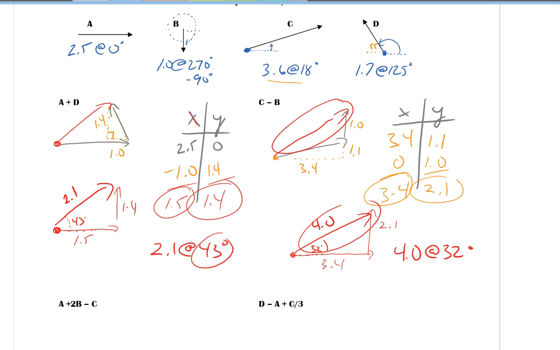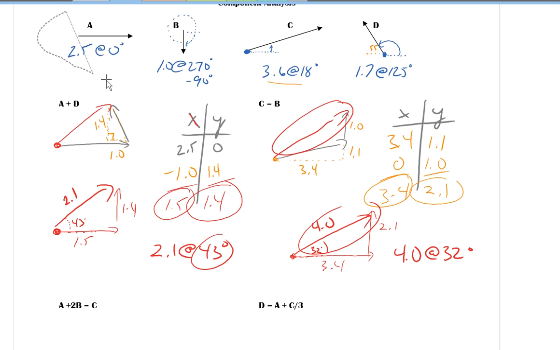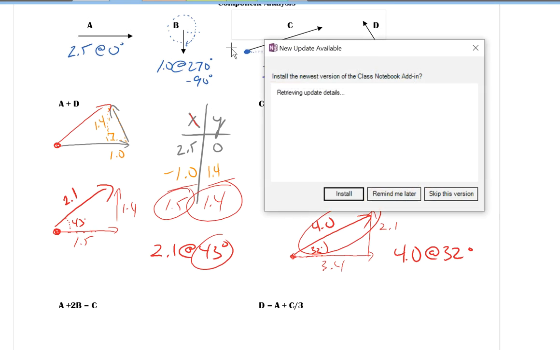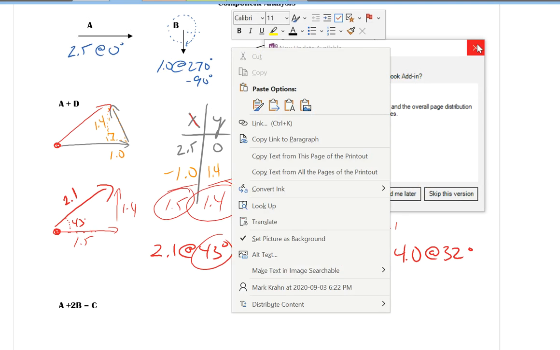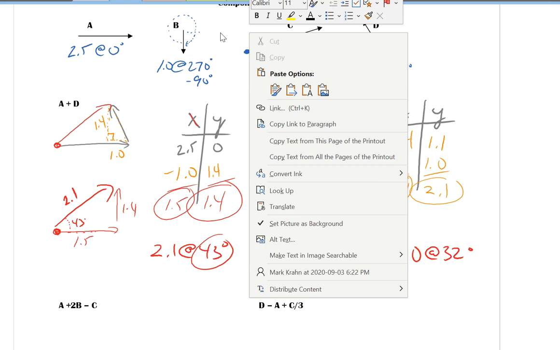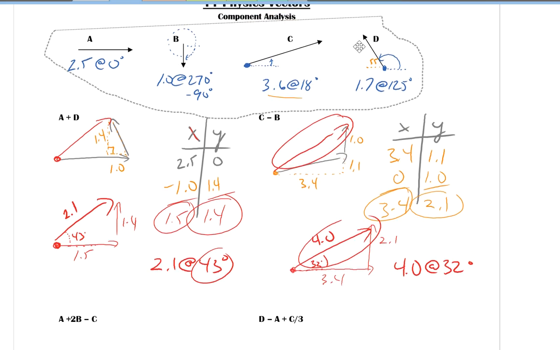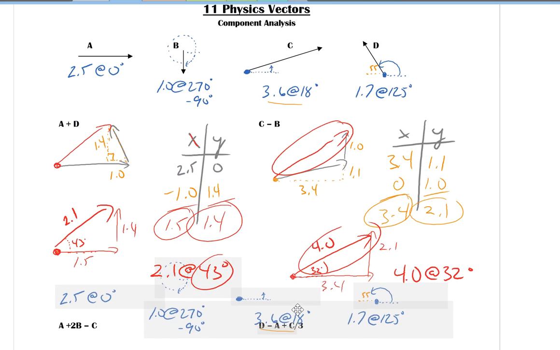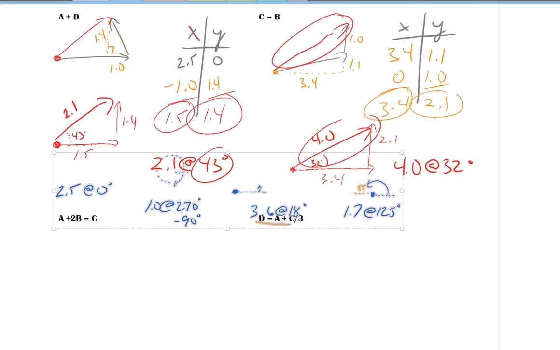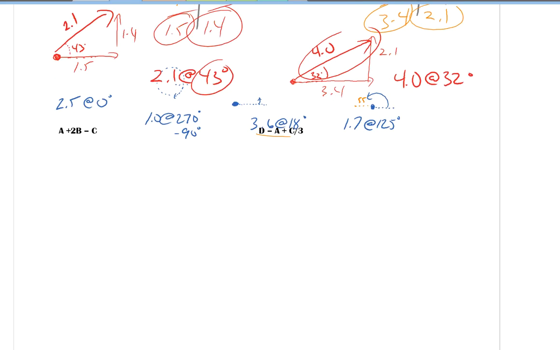All right, so let's look at a plus 2b minus c. So a plus 2b minus c. I'm actually going to take this stuff right here, and I'm going to copy it, and oh, come on. Get rid of that. Copy that. Well, that didn't work. Now let's try this again. So I'm going to take this. I'm going to move it down here so I can actually see it a little better. There we go. Okay.